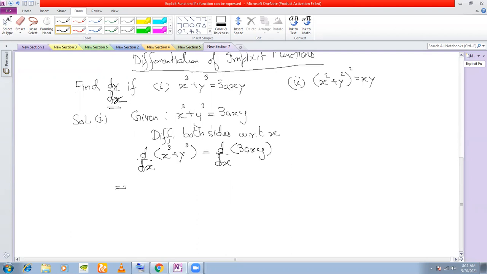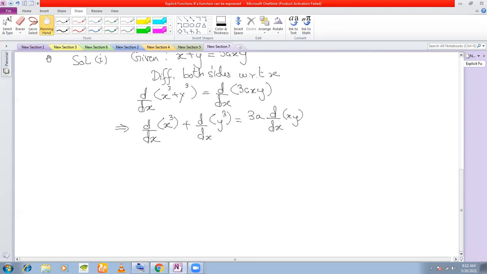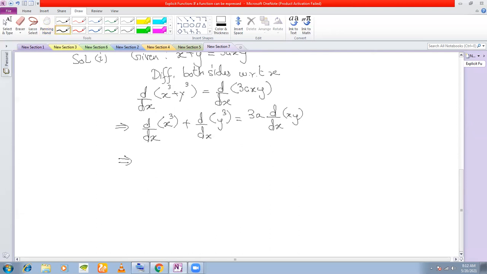Now you can distribute this differentiation over x cube and y cube, which you do normally. And this 3a is a constant, so it can come out. Now in the next step, this is very interesting. I have x here. I'm differentiating x cube with respect to x, so this is 3x square.